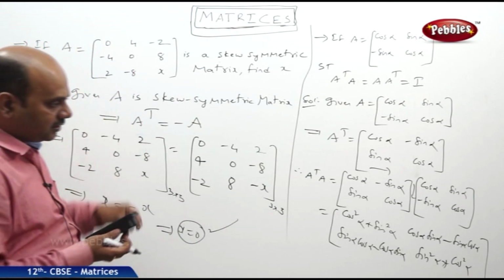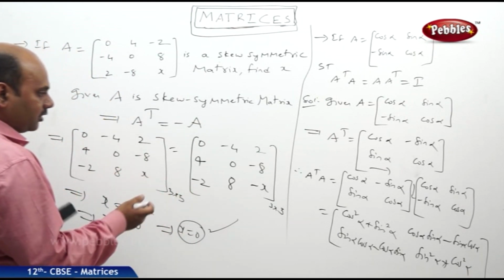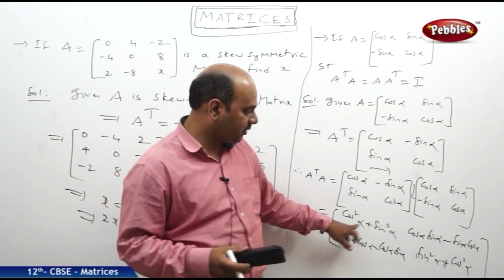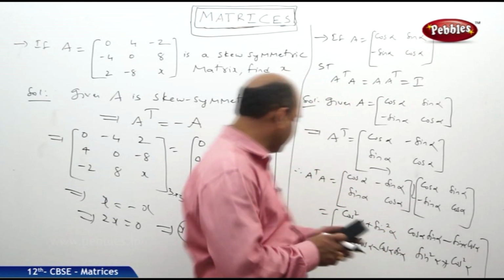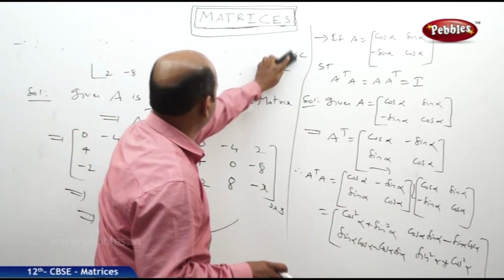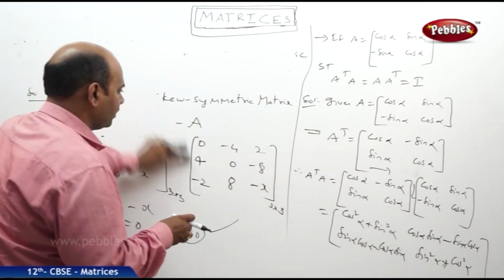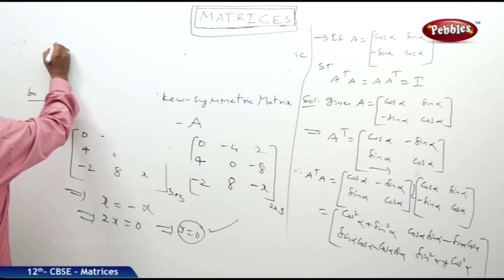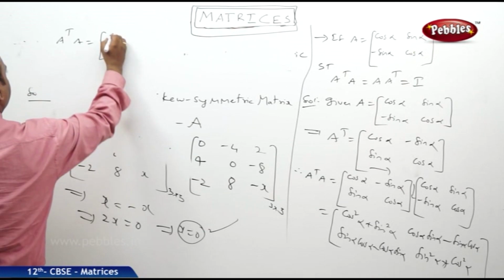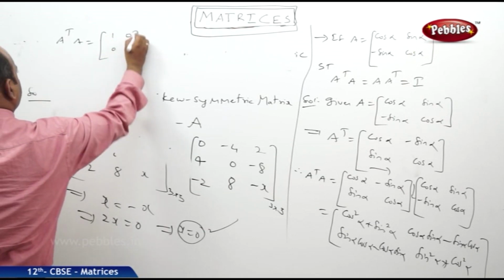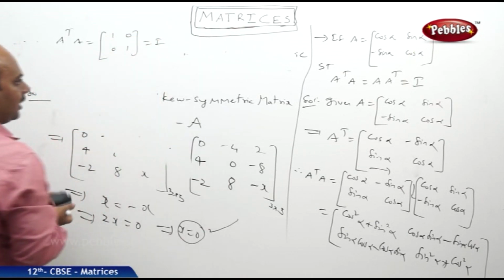I think I can erase this problem, and there I will be writing this particular solution. Cos square alpha plus sin square alpha is 1, this becomes 0, this becomes 0, and this becomes 0. So finally what I will be getting means A transpose into A. A transpose into A is equal to 1 0 0 1. So this is also equal to I.